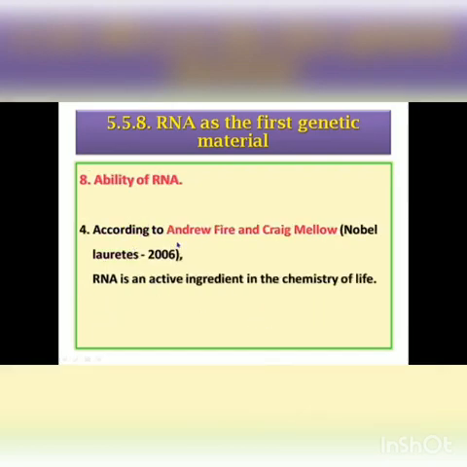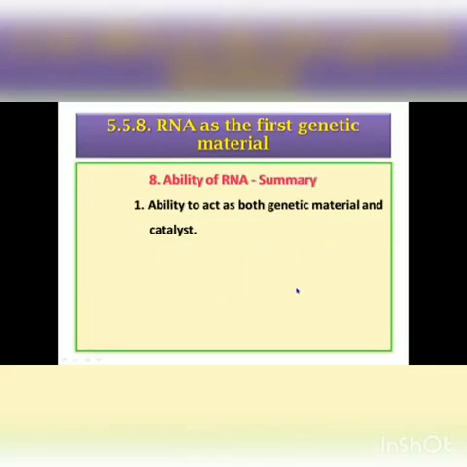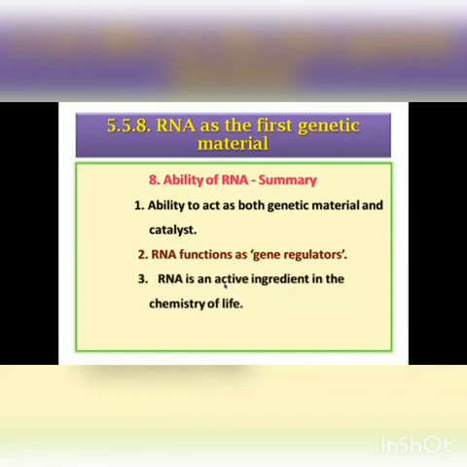According to Andrew Fire and Craig Mello, the Nobel Prize winners in 2006, RNA is an active ingredient in the chemistry of life. To summarize, RNA has the ability to act as both genetic material and catalyst. RNA functions as a gene regulator, and finally RNA is an active ingredient in the chemistry of life. So these are the abilities of RNA.